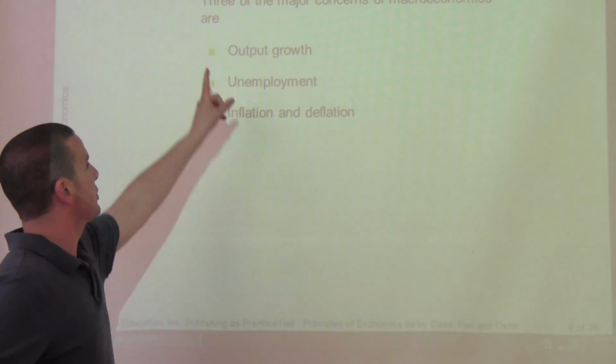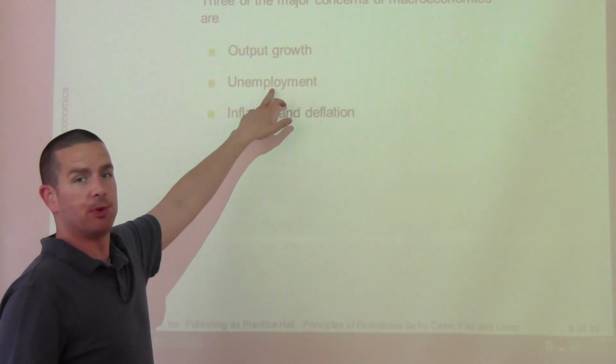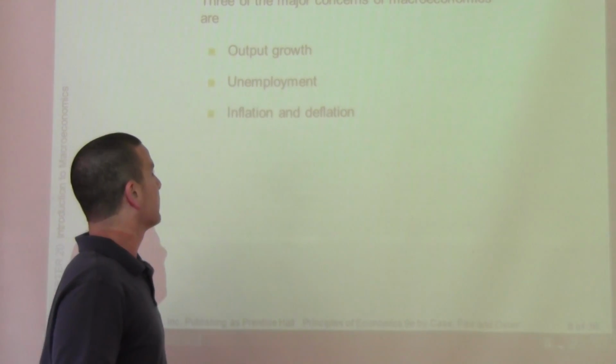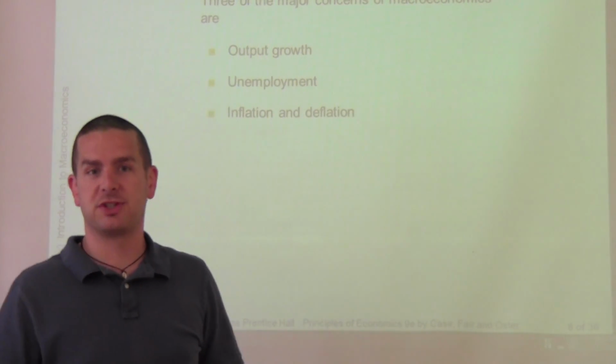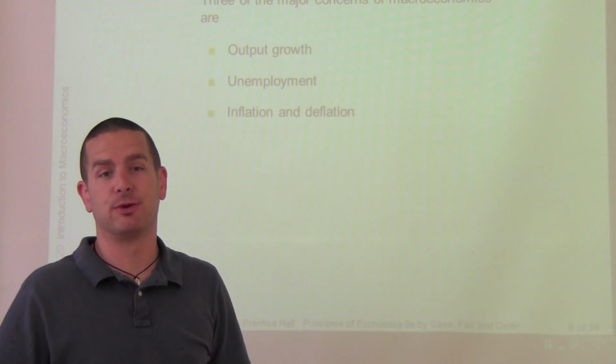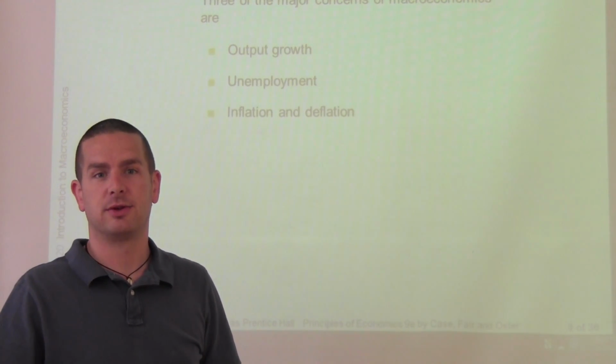Sorry. 3 major concerns of macro. Output. What are we going to produce? Unemployment. Okay? Unemployment, simply what resources do we have, what labor resources do we have that are not being utilized? Okay?